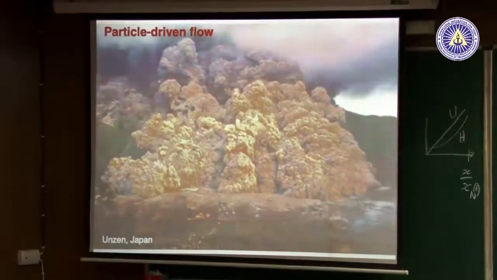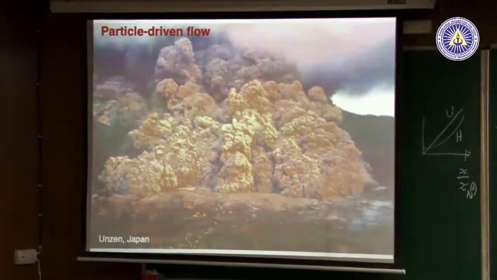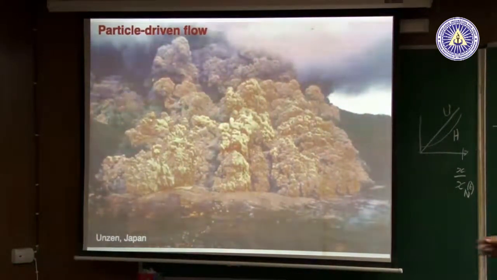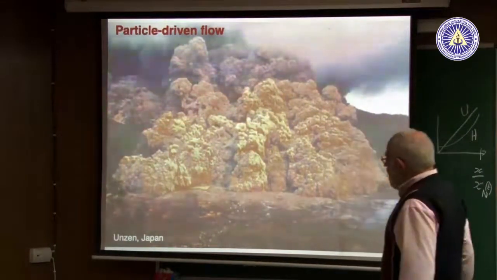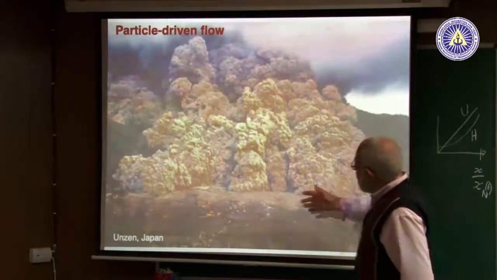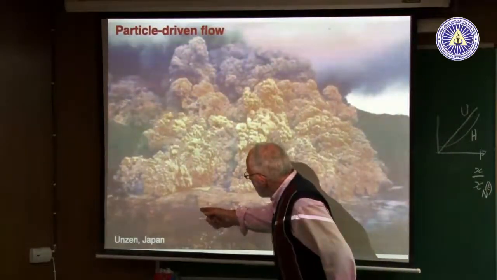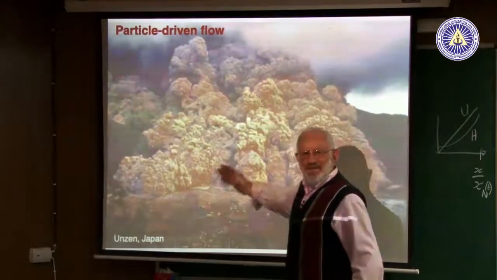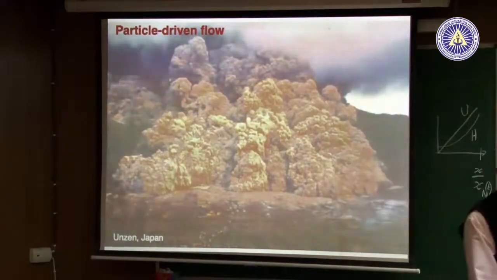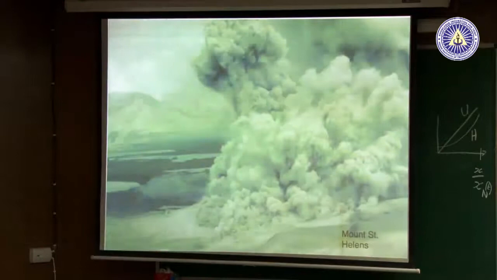Okay, now here's the particle-driven flow that should have come here. Well, you've seen this sort of thing before. This is actually in Unzen. You can get the size of the scale. You can't see very clearly, but there's a hotel here. Sorry, there was a hotel here. It doesn't exist anymore as this flow came by. Here's another very important one, of Mount St. Helens.